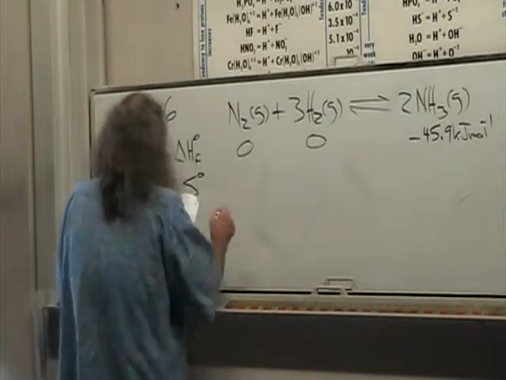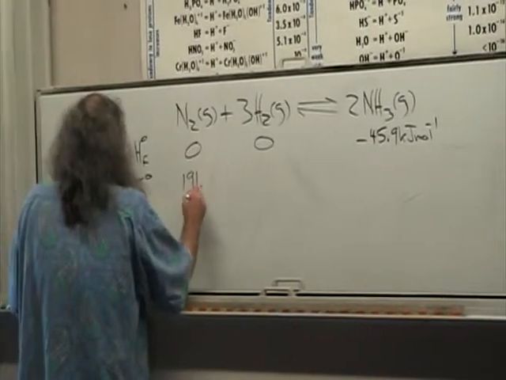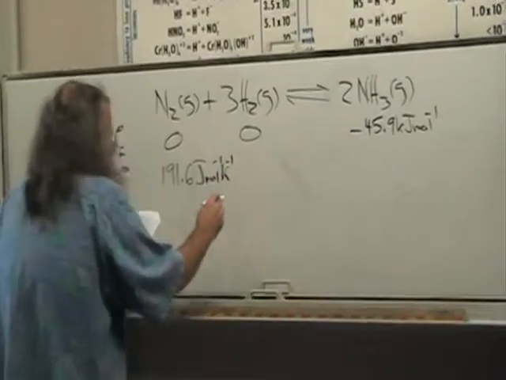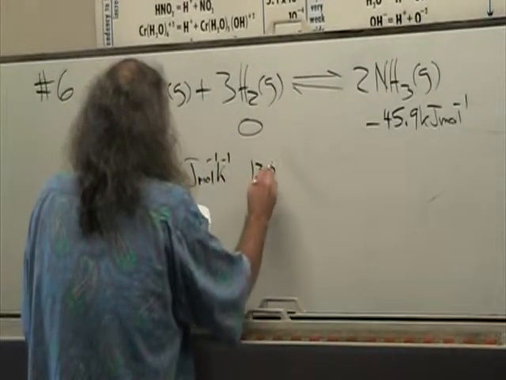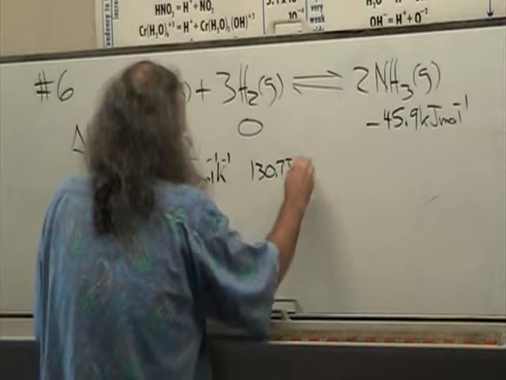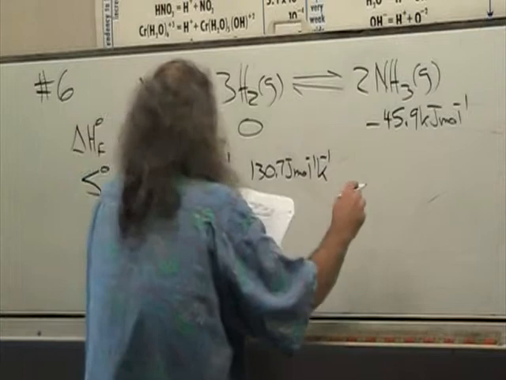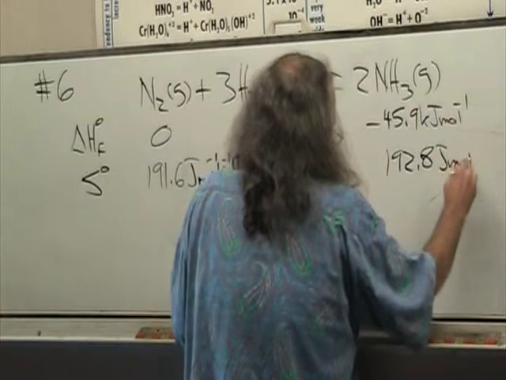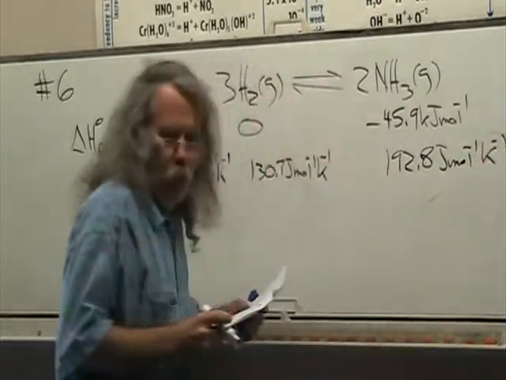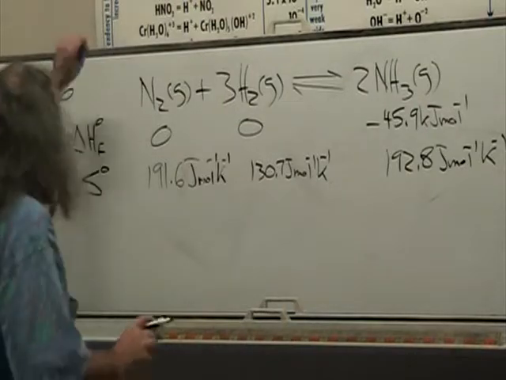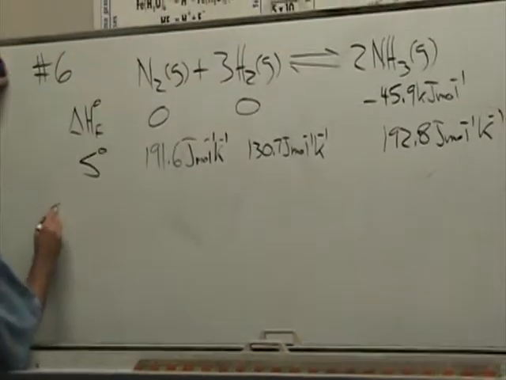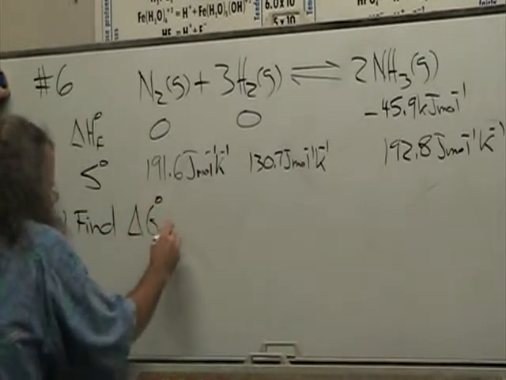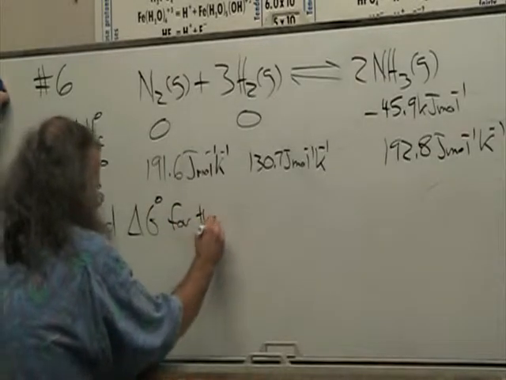So we have 191.6 joules per mole K, and 130.7 joules per mole K, and 192.8 joules per mole K. Okay. So part A is: find delta G naught for the process.